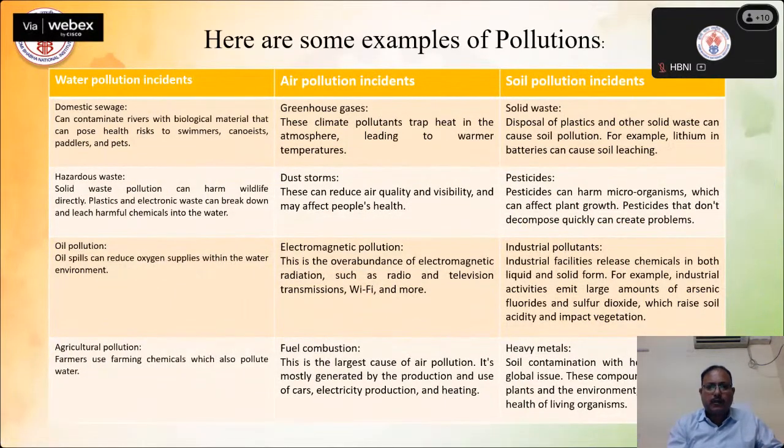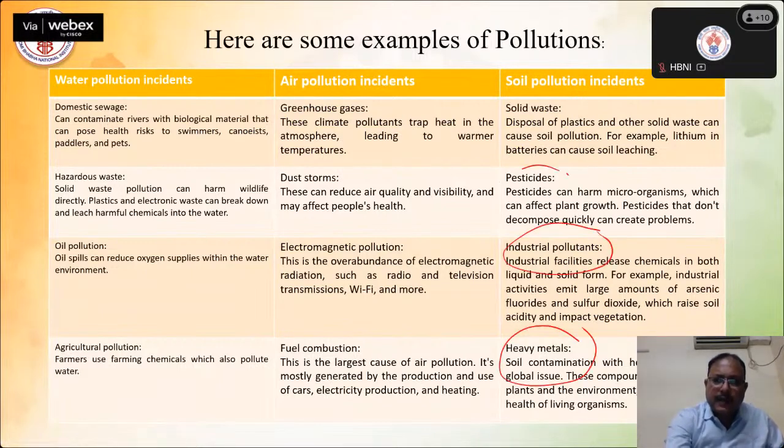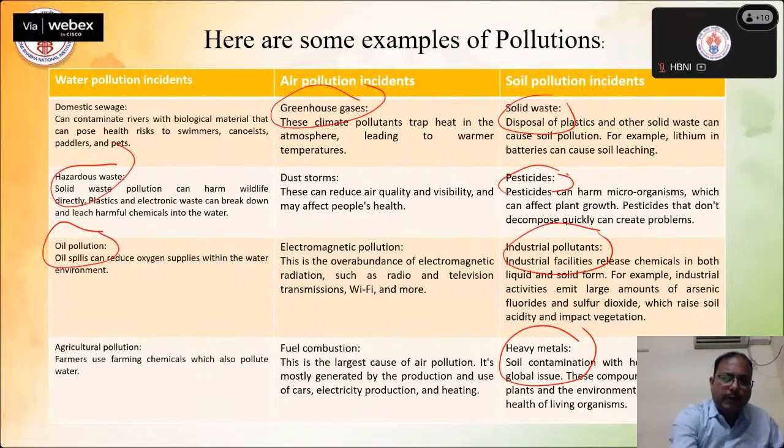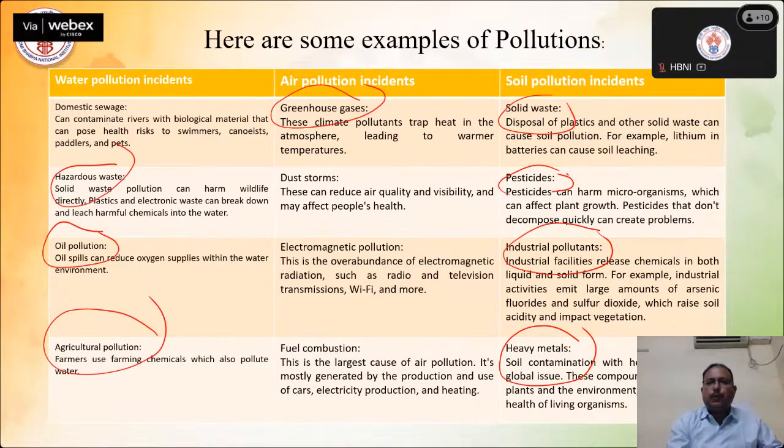Some examples of water pollution: domestic sewage, hazardous waste, oil pollution, agricultural pollution. Air pollution: greenhouse gases, dust storms, automobile pollution, fuel combustion, everything is there. Soil pollution: solid waste, pesticides, industrial pollutants, heavy metals. So everybody is a contributor. When we are being polluted, you know very well, we are being polluted everywhere. So we have to think on that part, and how to stop it depends on us, not on anybody else.